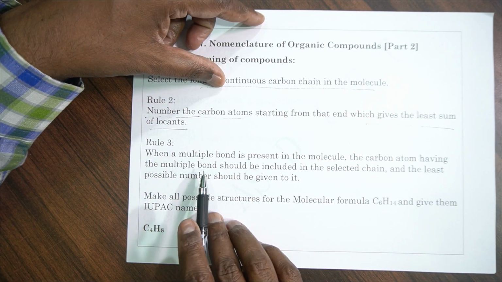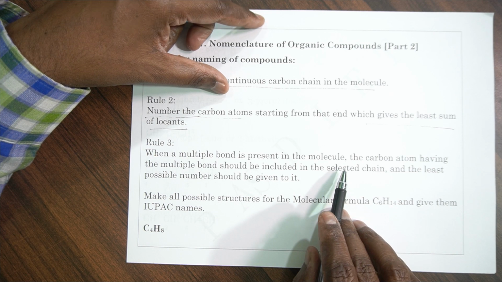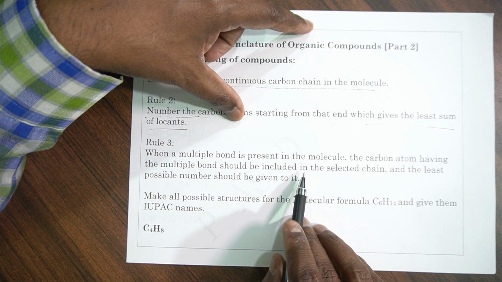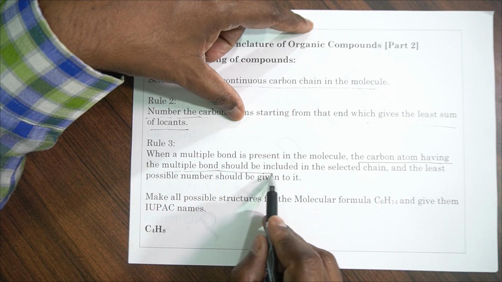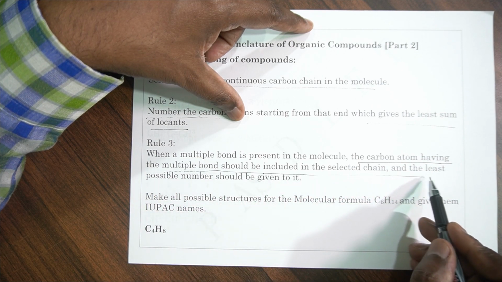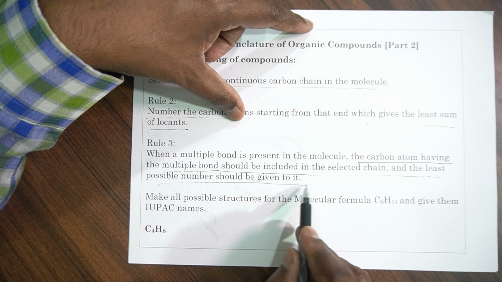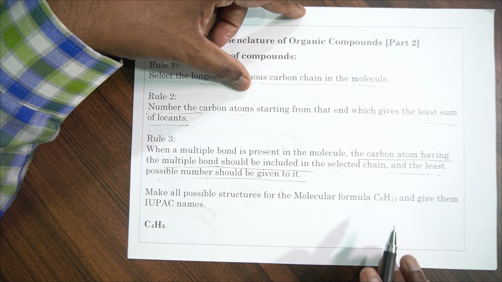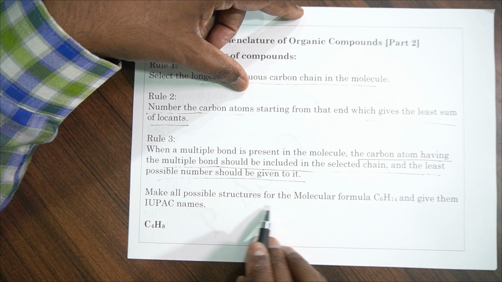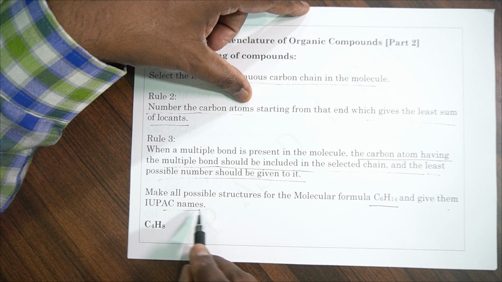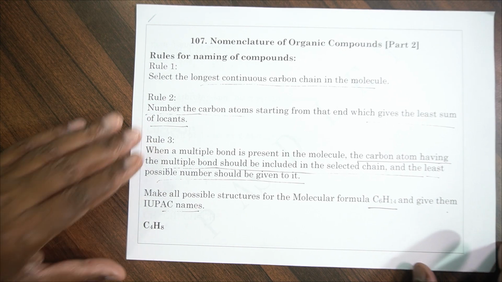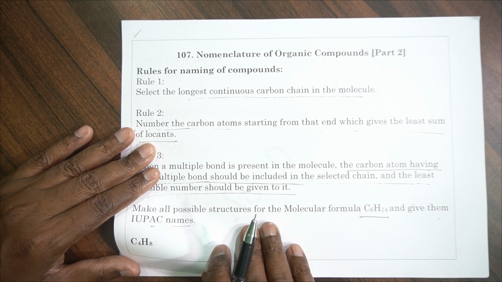And rule number 3, when a multiple bond is present, a double or a triple bond, the carbon atom having the multiple bond should be included in the selected chain and the least possible number should be given to it. Okay. Now here is the question. Make all possible structures of the molecular formula C6H14 and give them IUPAC names. So we are going to do this question also.